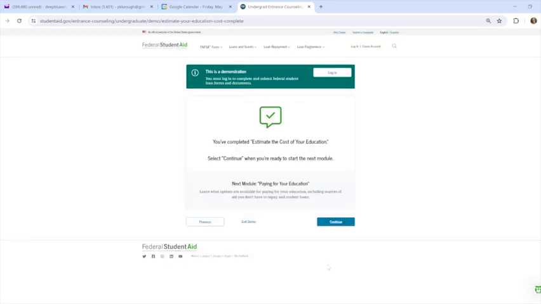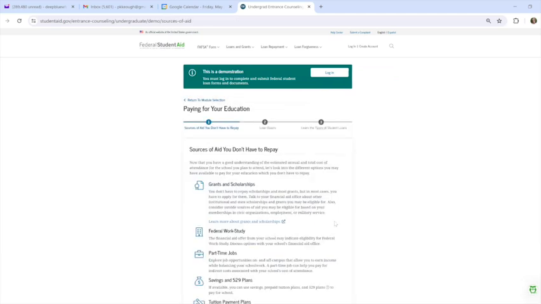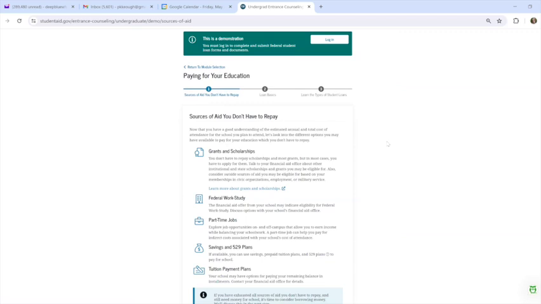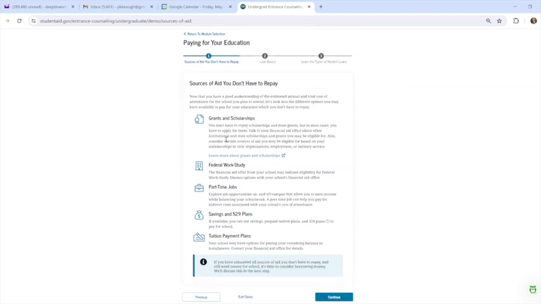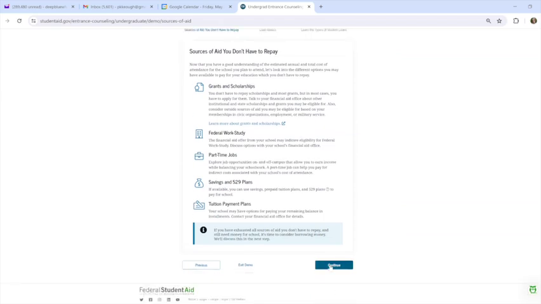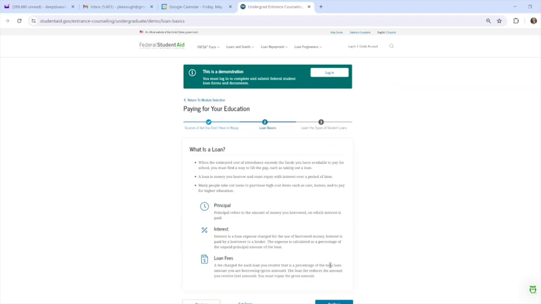Throughout this, you just hit continue. And they tell you you've completed this module. Now you go on to the next module. It's pretty simple. You just follow along, and up here, they tell you what they're going to go through in each module. There's sources of aid that you don't have to repay. So they're just going over that, different ways to pay for school that doesn't include loans. So once you've reviewed that, you just hit continue.